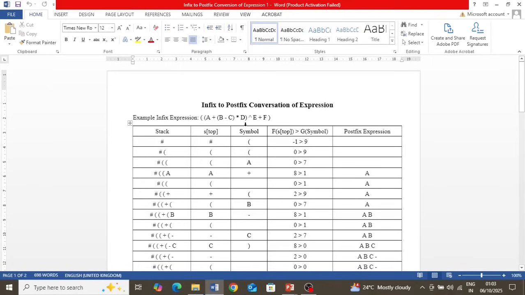So here I have already evaluated the content. The infix expression we are taking is this one. We are going to apply the three steps we have taken as the algorithmic part. We will apply that algorithm and try to convert the expression from infix to postfix.